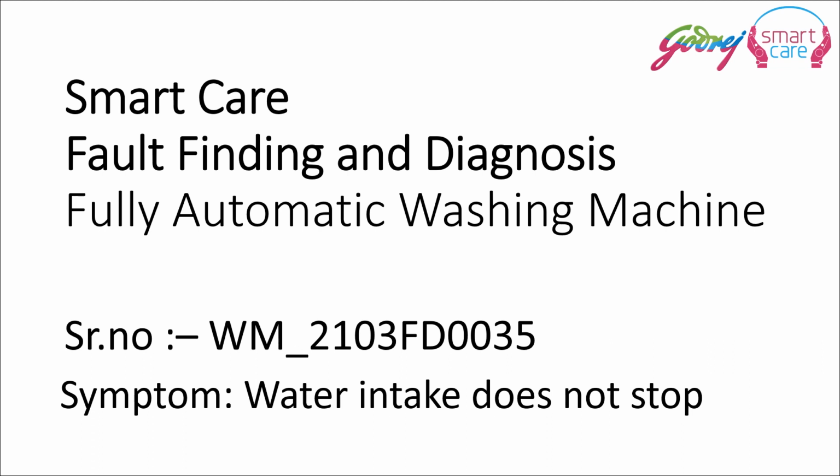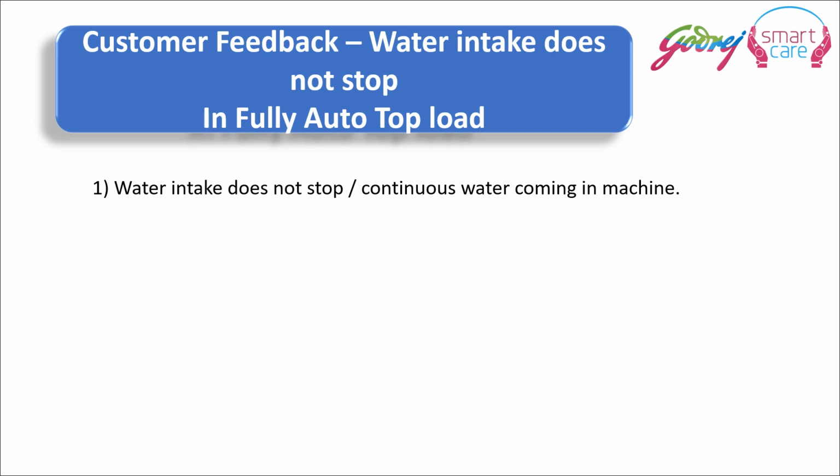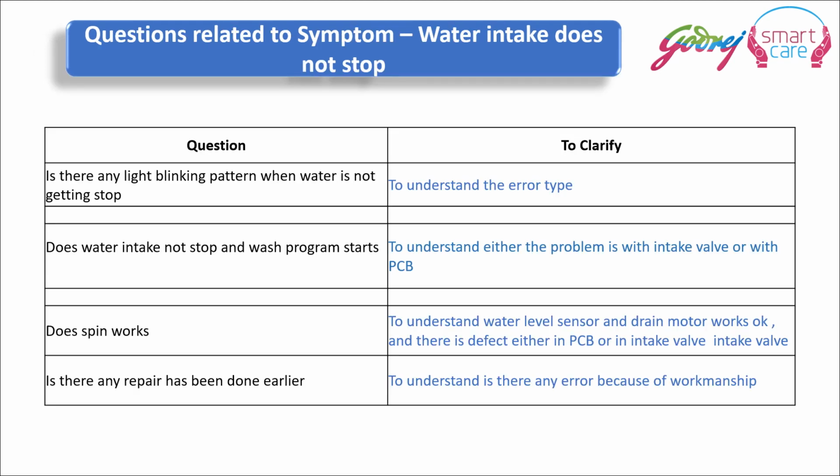In a fully automatic washing machine, we have to check the symptoms of water intake does not stop. We are going to cover the feedback from the customers, questions to be asked from the customers, dot matrix for the symptoms, possible types of failures, electrical, electronic, mechanical, use and surrounding conditions, steps for the diagnosis process, and the repairing process for the defect. Customers' feedback is water intake does not stop, continuous water coming in the machine.